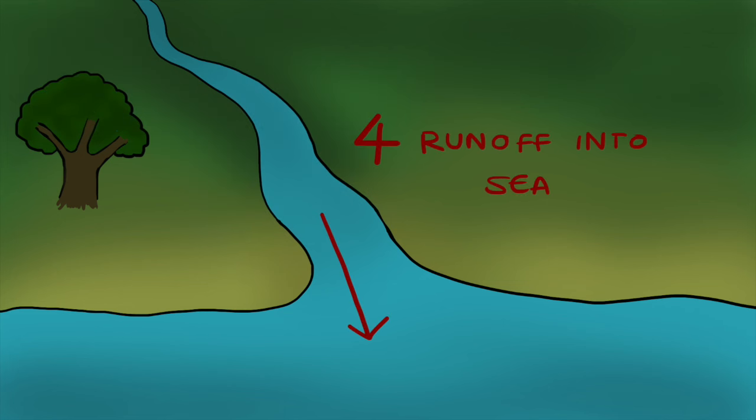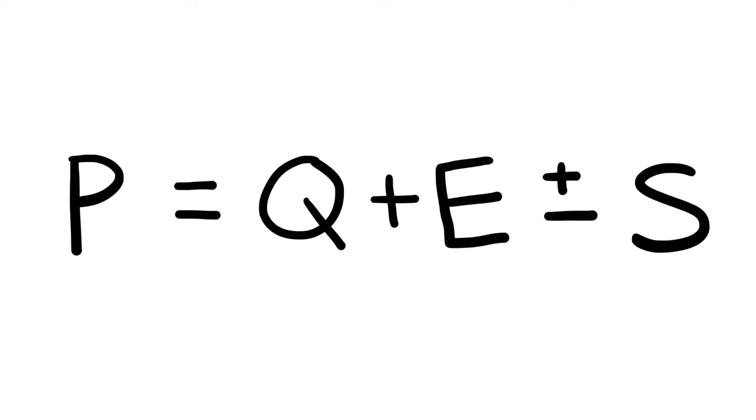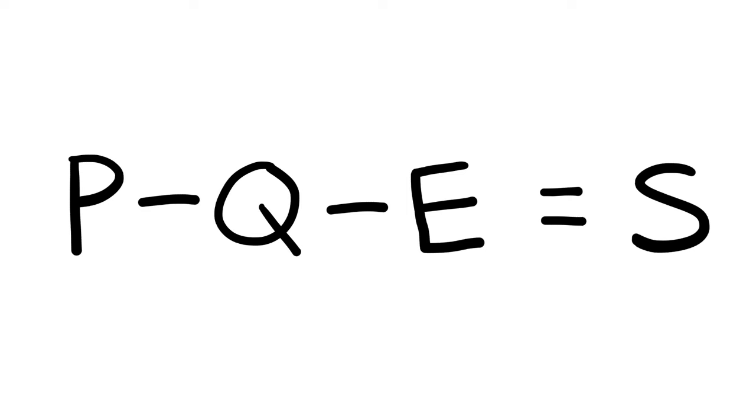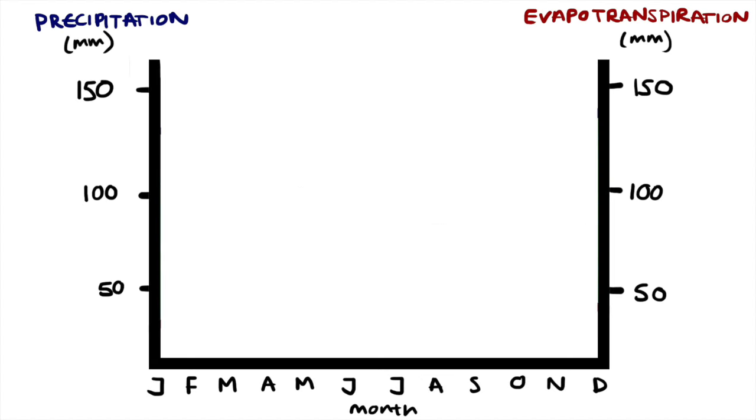The amount of water stored in the soil at any one point in time can be calculated by using this equation, with P representing precipitation, Q the runoff or stream flow, E being evapotranspiration, and S representing the storage of water in the system. This equation can then be rearranged to calculate the change in storage, or the water balance or water budget graph can be used to see them.